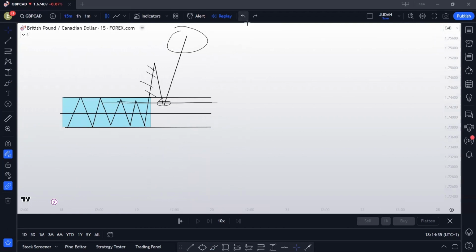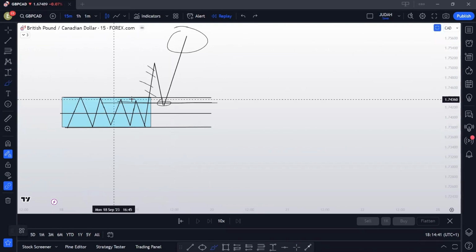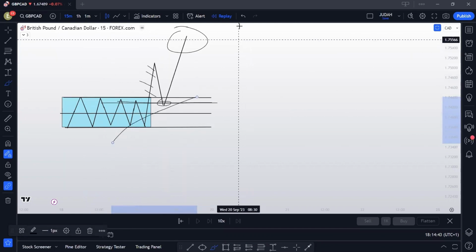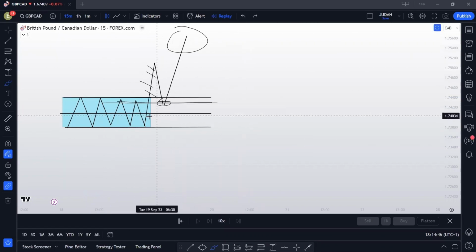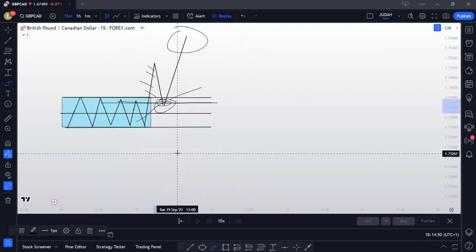One other thing you're going to need for additional confirmation is that the bounce off of this Asian range also has to bounce off of the 50 EMA. So you're going to have a 50 EMA right here, like this, and the price is going to bounce off of that 50 EMA.